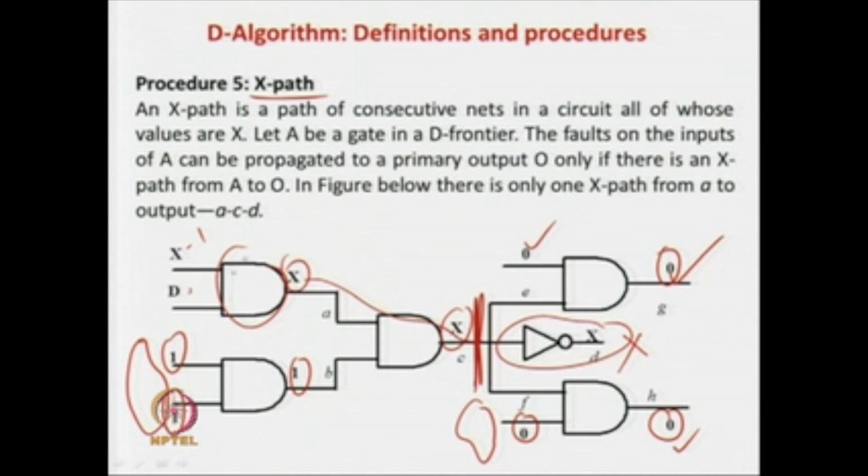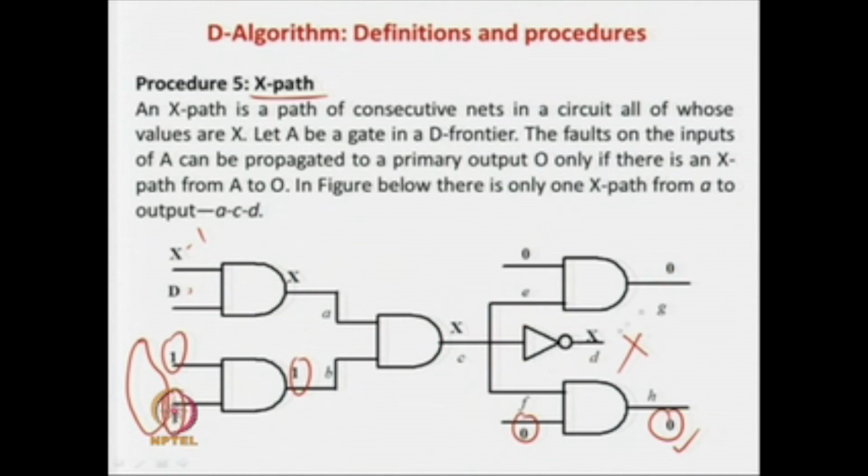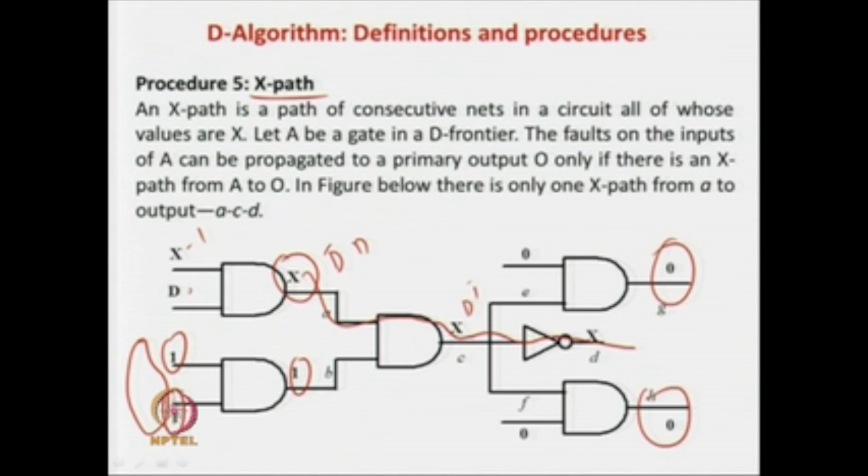In other words, what we are saying is that if there is a D frontier, in this example a single D frontier, then from this D frontier there is at least one path where all the outputs of the gates are x. That means this is the only path which can be used for propagating the fault effect, because this x can be D or D prime. So this fault effect can be propagated only through this path, but on this path and this path, the outputs are not x. So if this x path is not there, the fault propagation will be terminated at this path or this path.